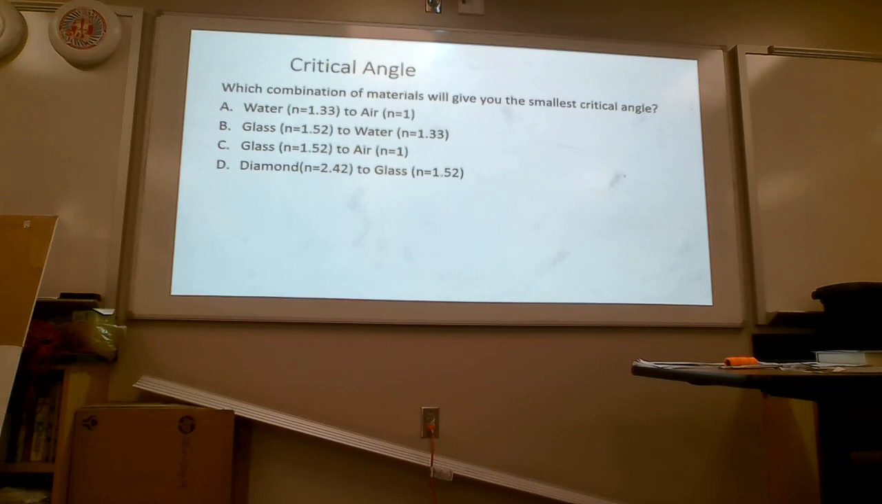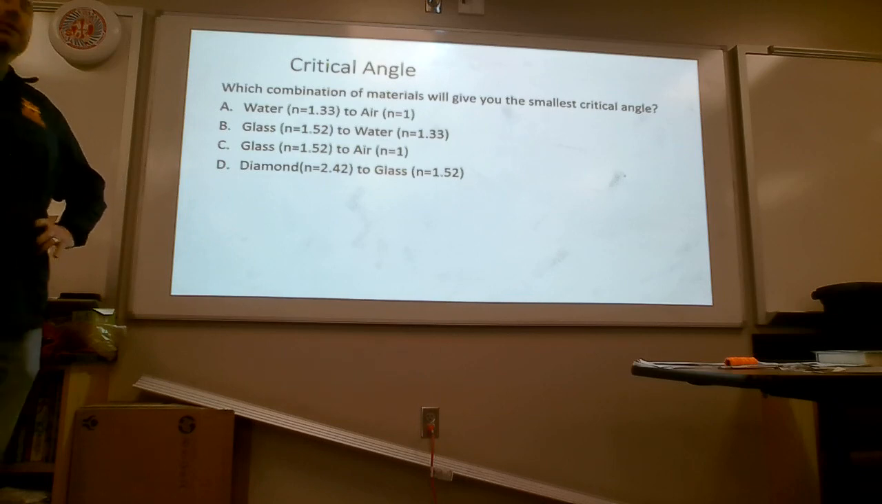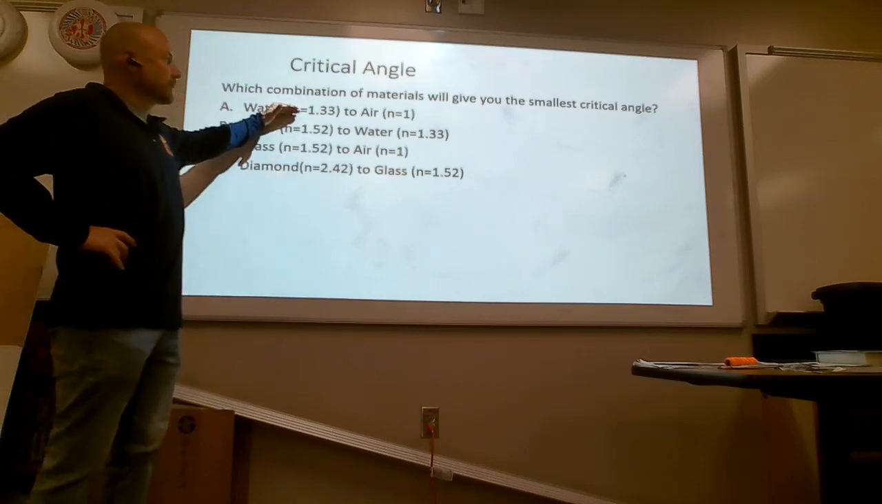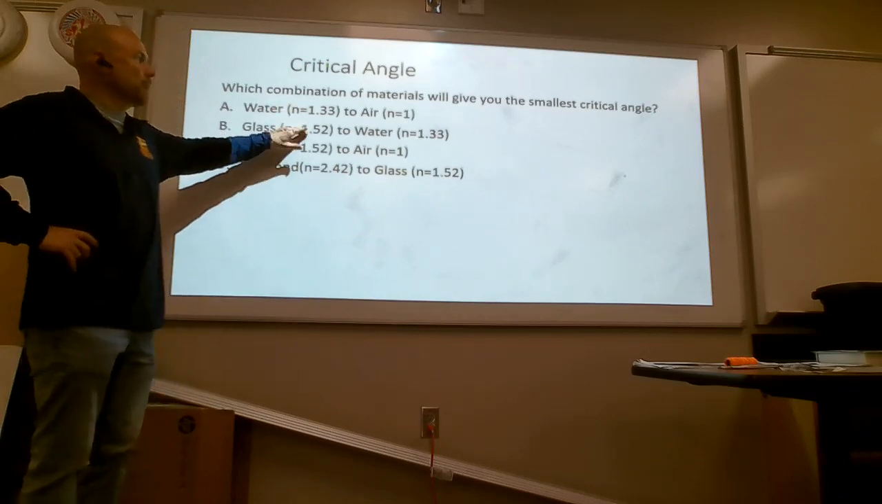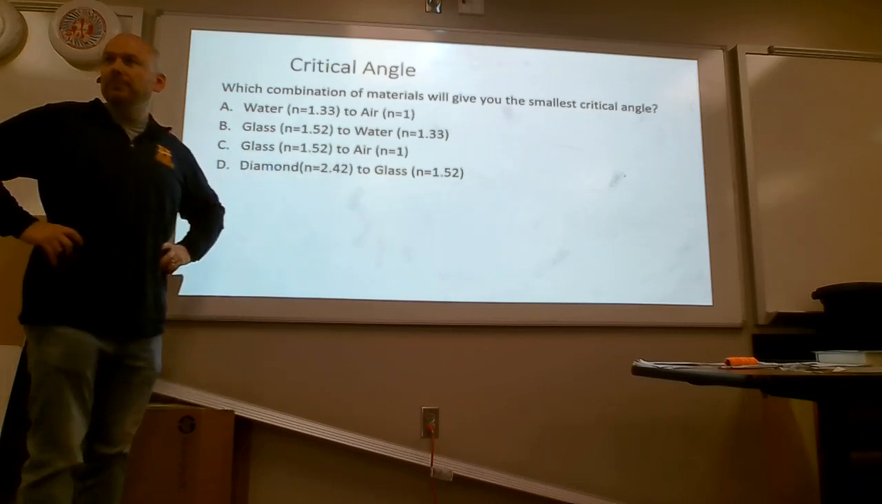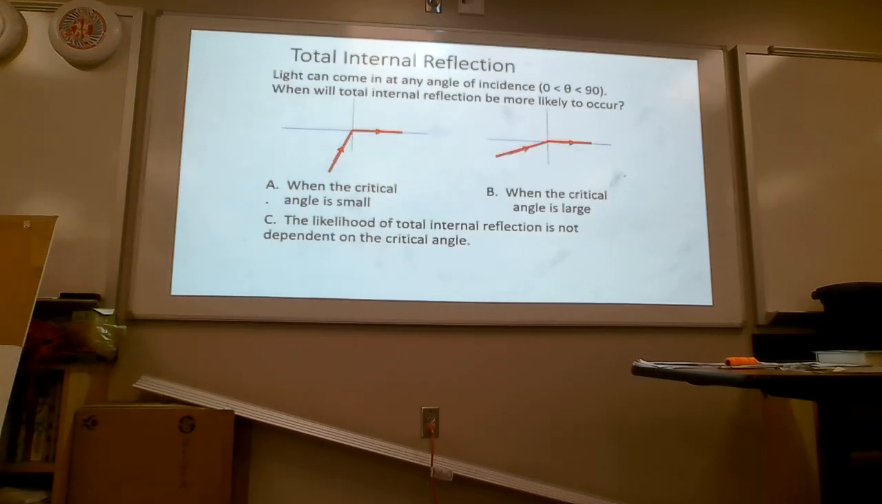The correct answer is D, dangerous dinosaurs. You want the biggest contrast in indices of refraction, the biggest change in speed. Here, this is a difference of 0.3. This is 0.2. This is 0.5. This is 0.9. You want a greater bend. Light bent more here than here.